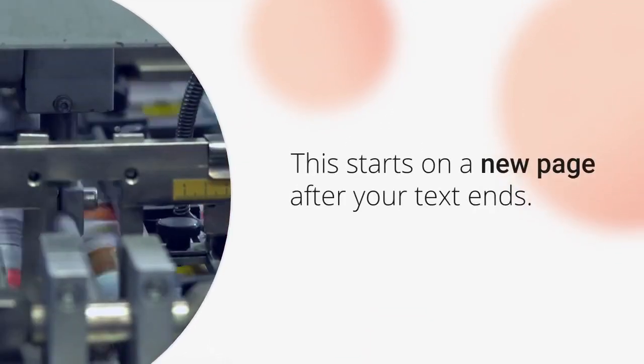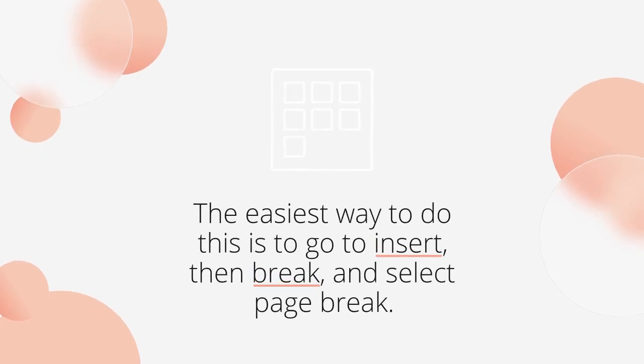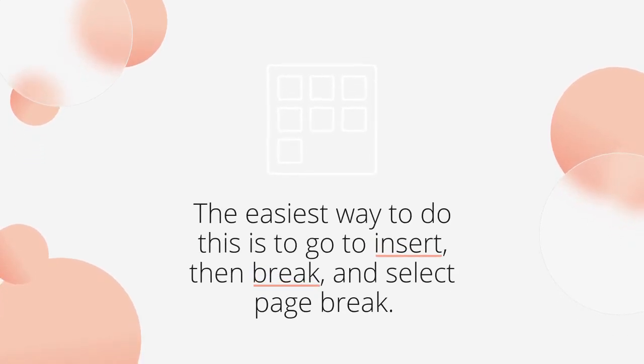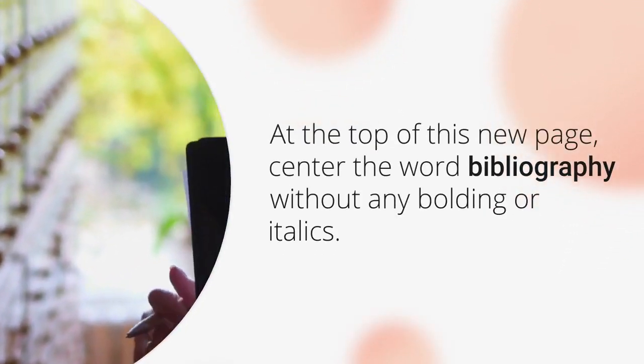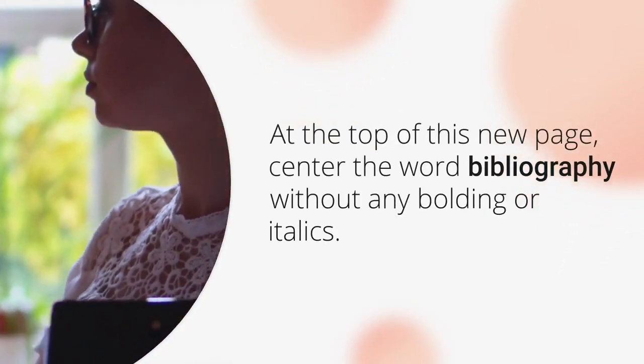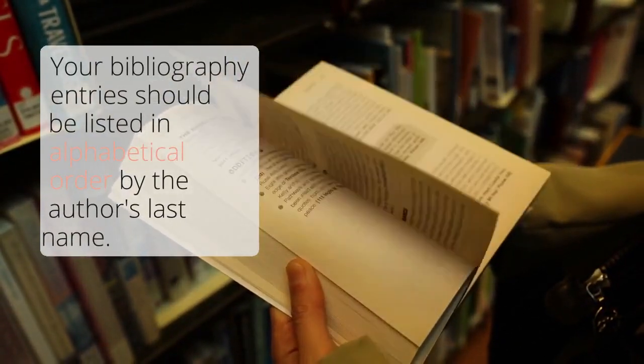This starts on a new page after your text ends. The easiest way to do this is to go to Insert, then Break, and select Page Break. At the top of this new page, center the word bibliography without any bolding or italics. Your bibliography entries should be listed in alphabetical order by the author's last name.